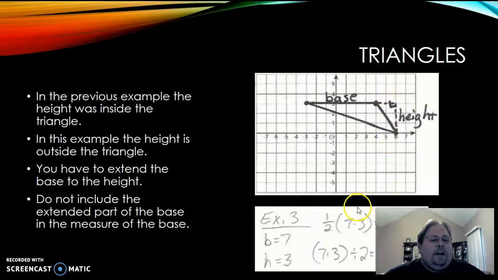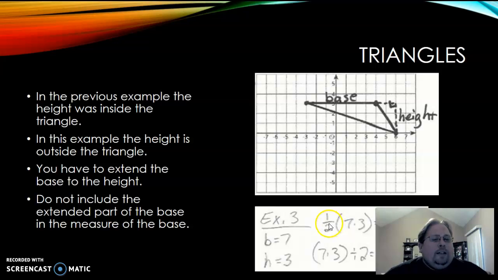Now, when we're finding our area for this, the base, we're only going to count the original base. We're not going to worry about what was extended. That does not count in the area. So our original base was 7, and then our height was 3. You do not include these other two, so it's not 9. The base is not 9. The base is 7.